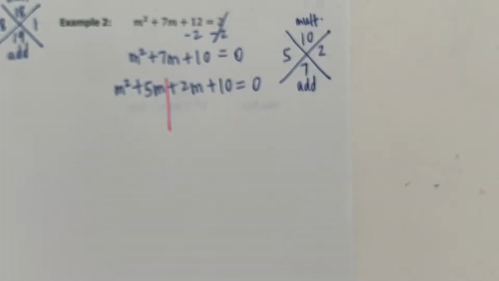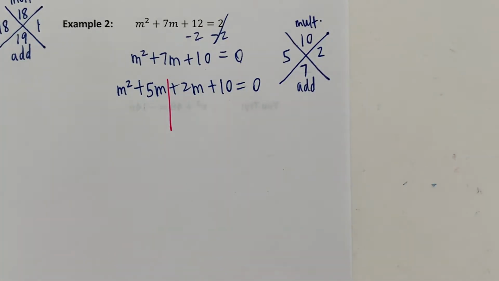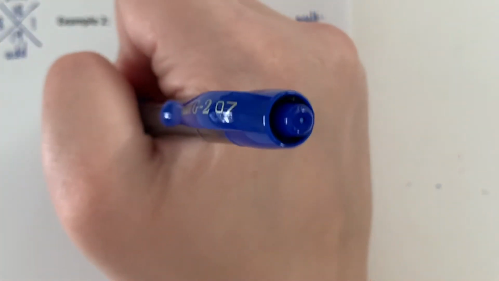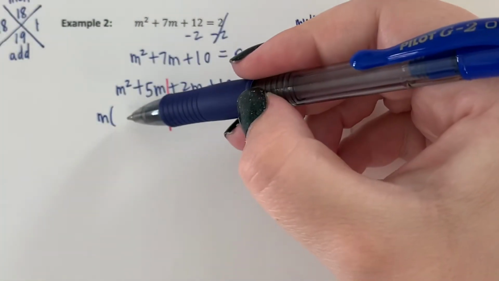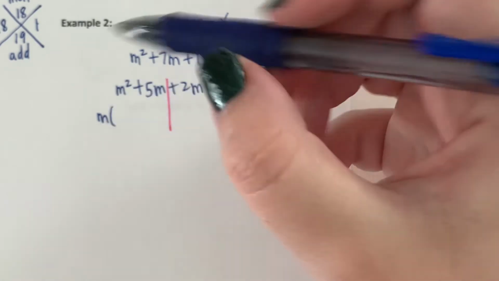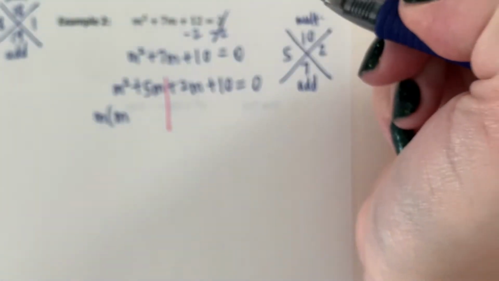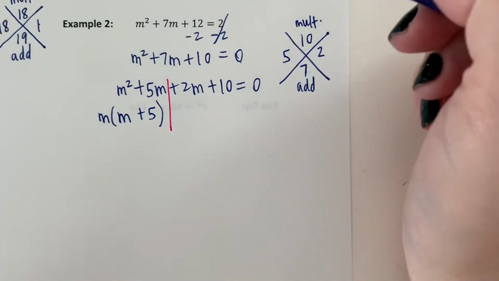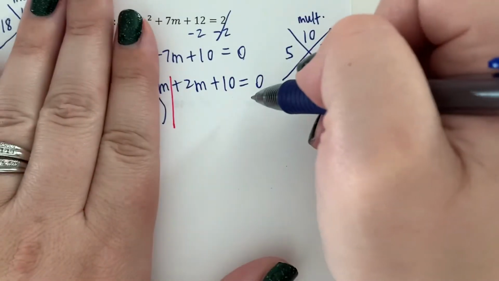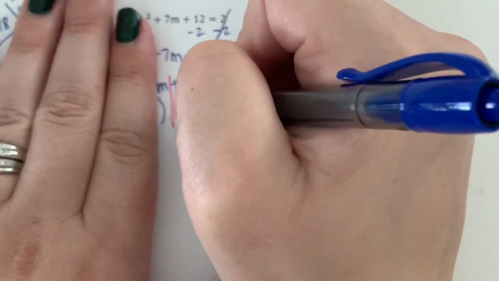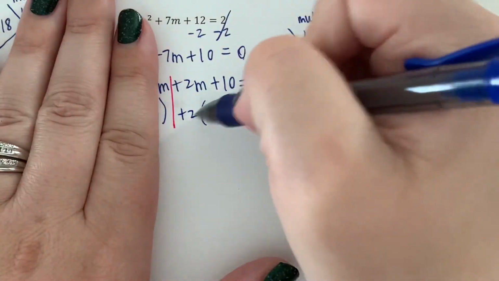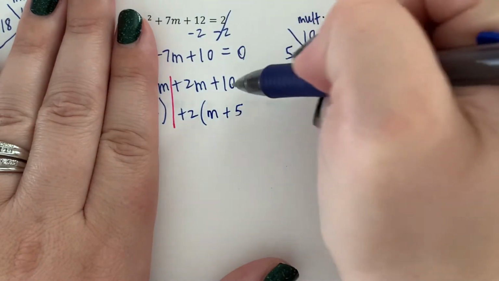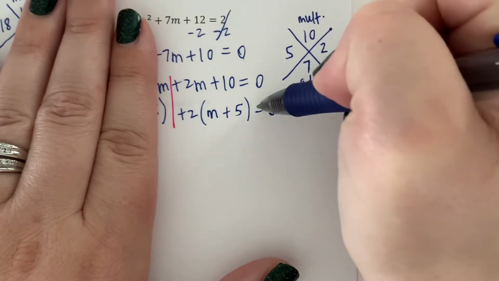Can split it up into first half and second half in order to factor by grouping. So in my first half, my GCF, I could pull out an m. Now I need to think of it as backwards distribution. M times m gives me m squared. M times 5 gives me 5m. Now I can look at my second half. My GCF here would be a positive 2. 2 times m gives me 2m. 2 times 5 gives me 10. Still equal to 0.